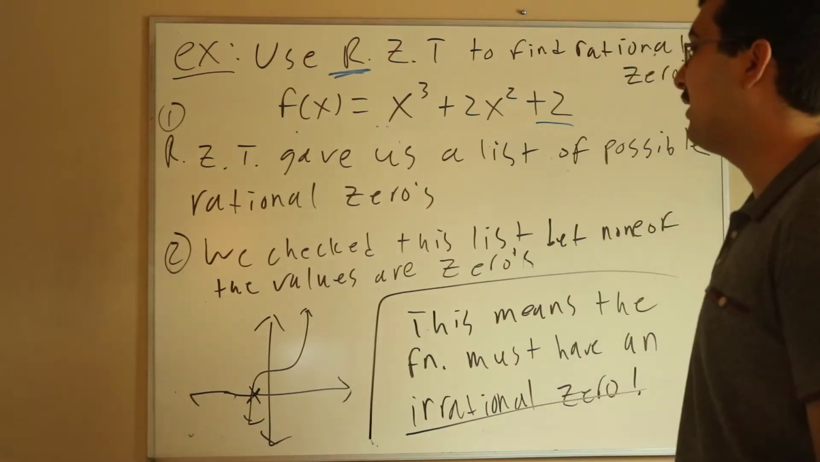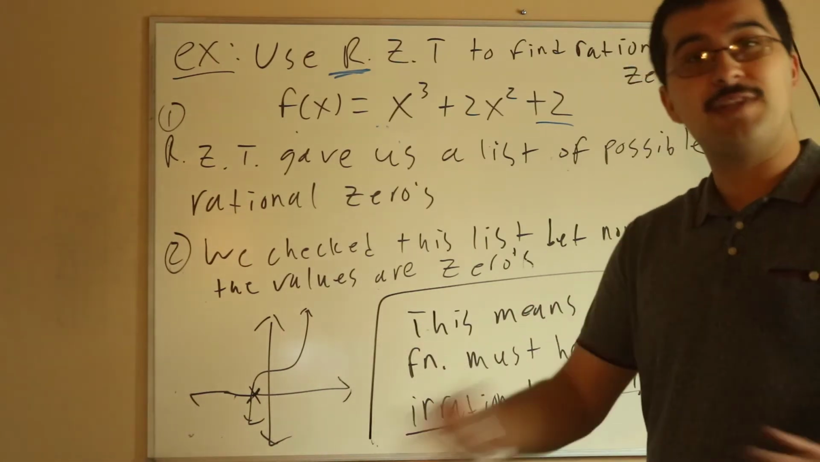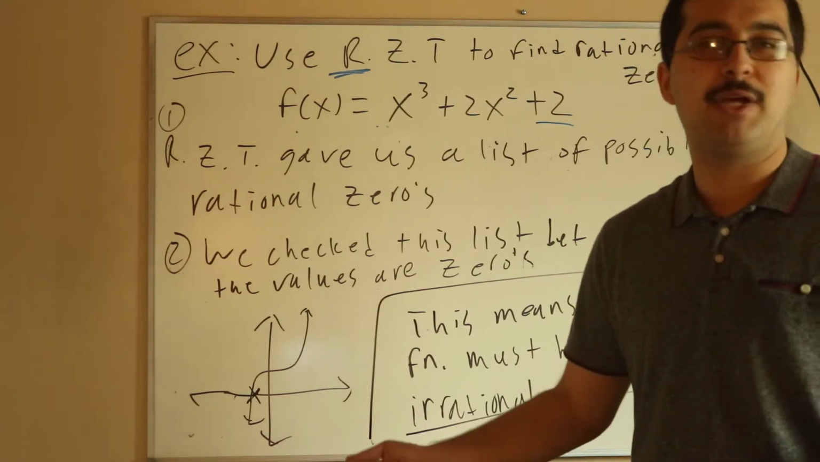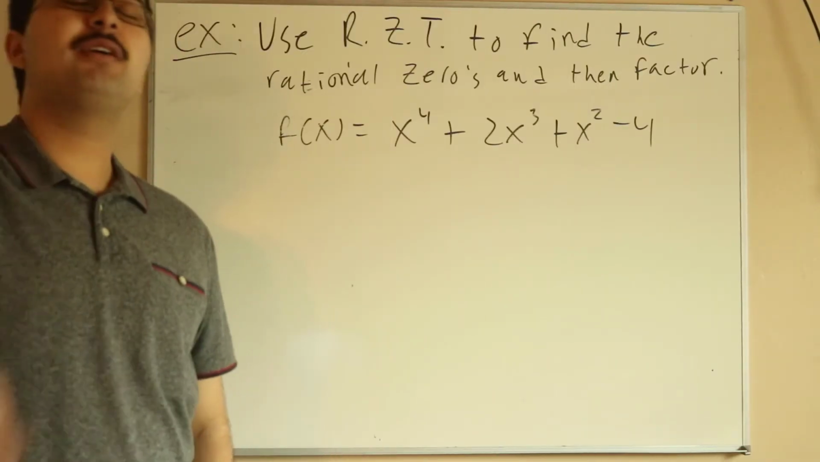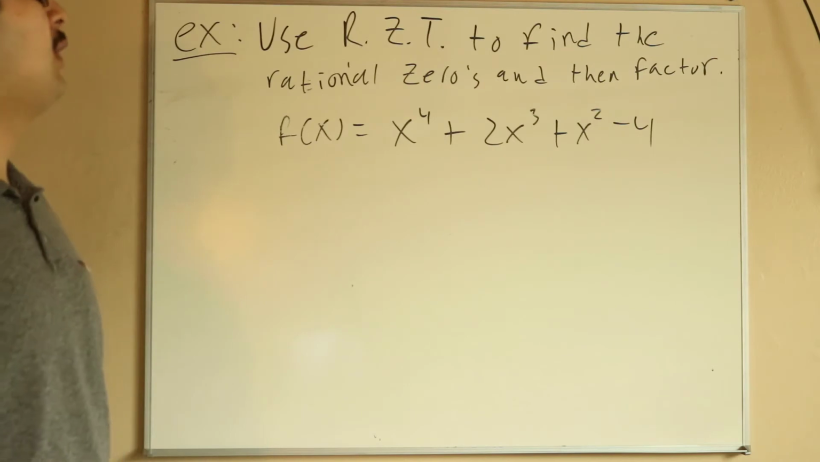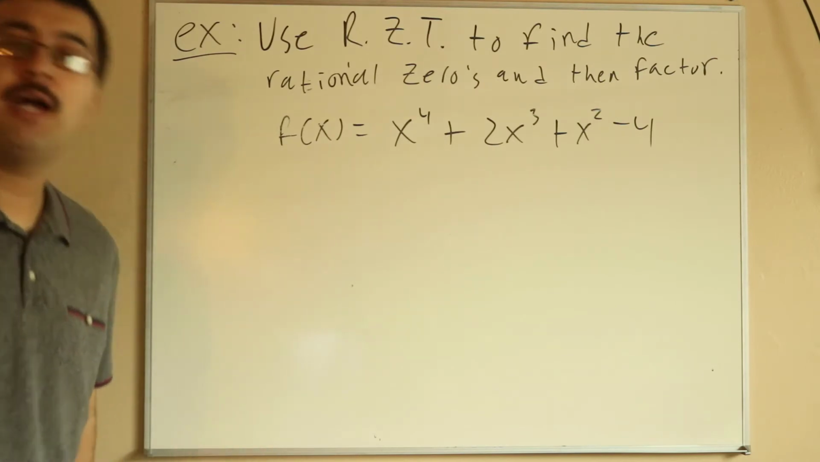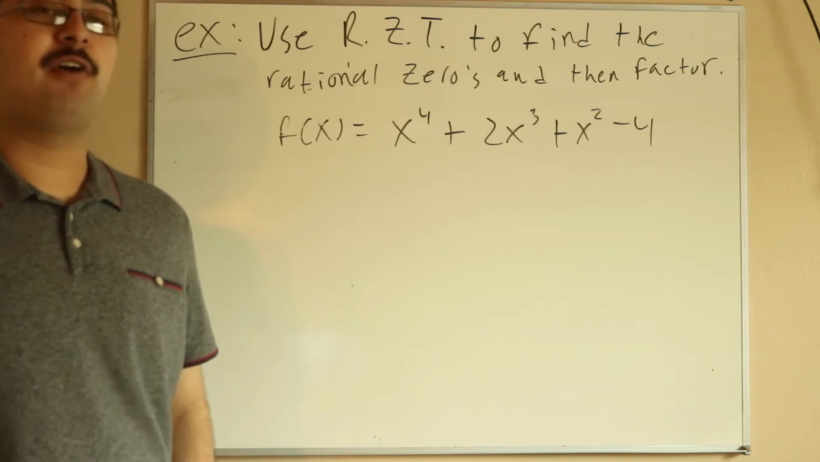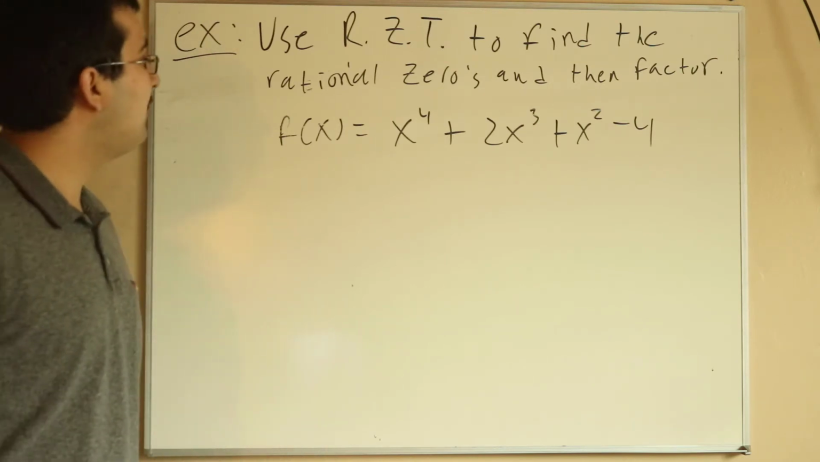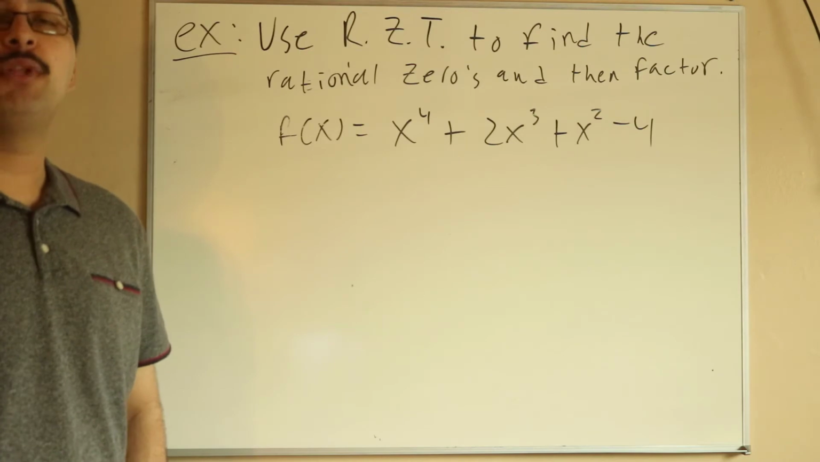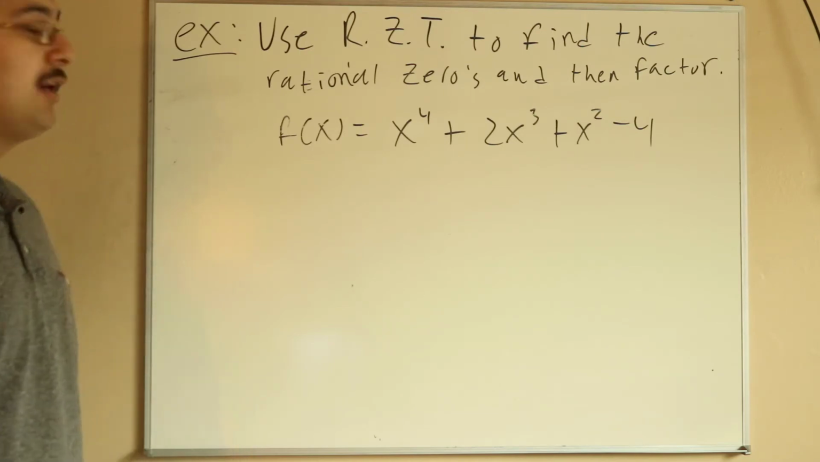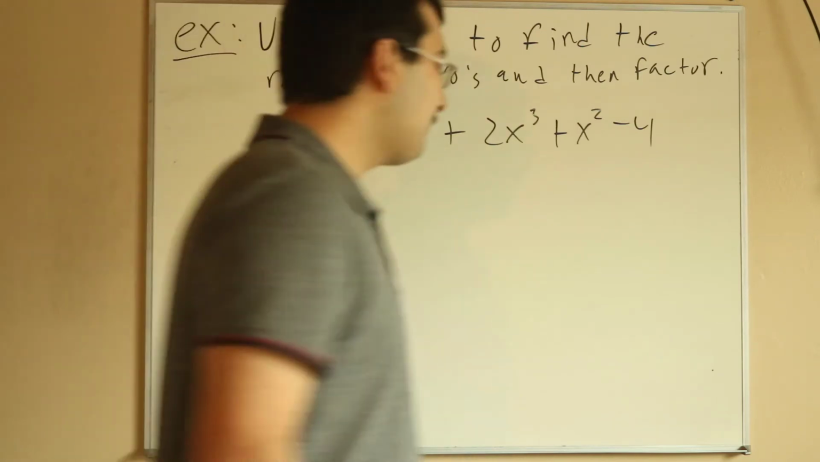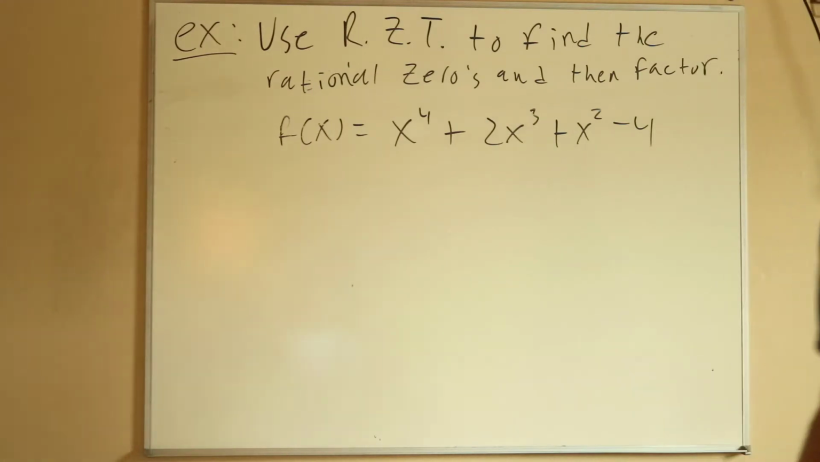But besides that, let's go ahead and actually do an example where this test works and gives us information to use. Okay, so for our next example, let's consider the following question. Let us use the rational zeros test to find the rational zeros, and then let's factor the following polynomial function. f of x equals x to the fourth plus 2x cubed plus x squared minus 4. Okay, so let's go ahead and walk through that.